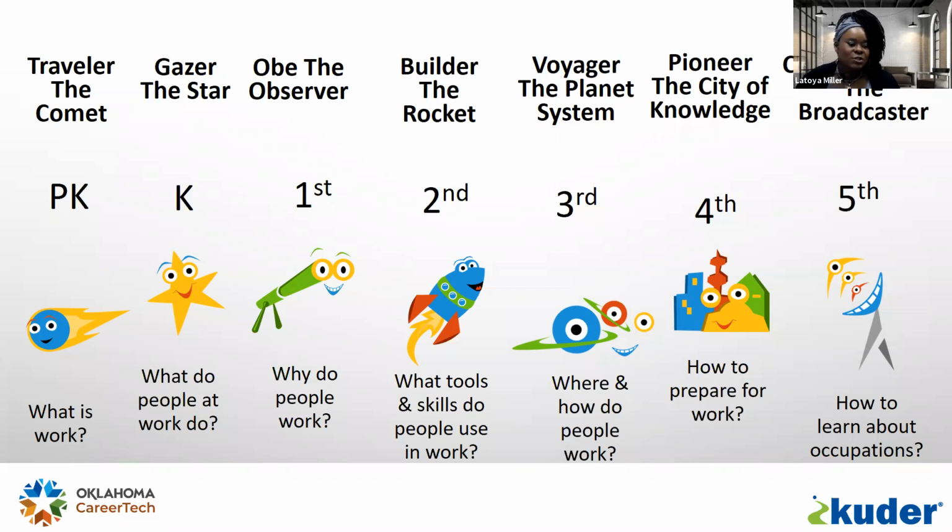It is strictly based on John Holland's research on vocational awareness. And Galaxy asks developmentally appropriate questions such as, at the bottom, what is work? What do people do at work? Why do people work? Tools that are used at work. Where do people go to work? How to prepare for work, and how to learn about occupations. It may not seem huge because we're adults, but children really do have these questions. They are really curious about, when mom goes to work, what does that mean?